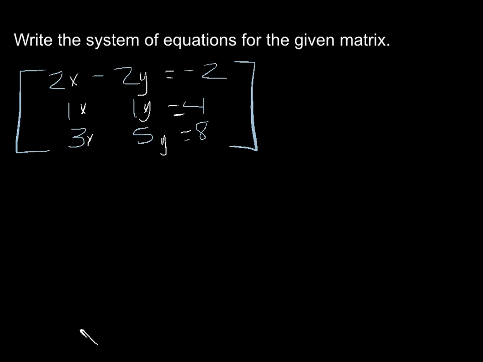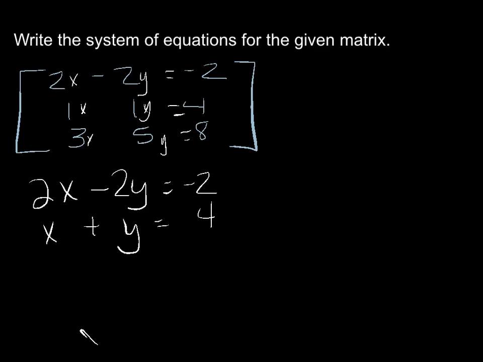So I would have 2x minus 2y equals -2, x plus y equals 4, 3x plus 5y equals 8. And there's my system. Again, if you're missing an entry, so for example, if I had a 0 there in my matrix, I would then not have that term in my system. So that equation would then just be x equals 4.